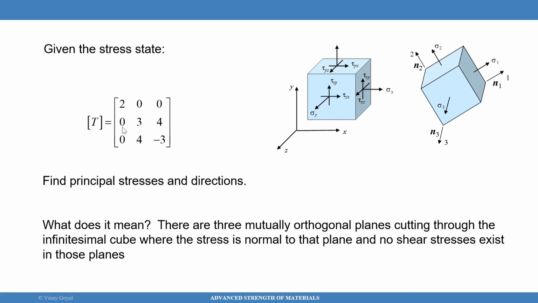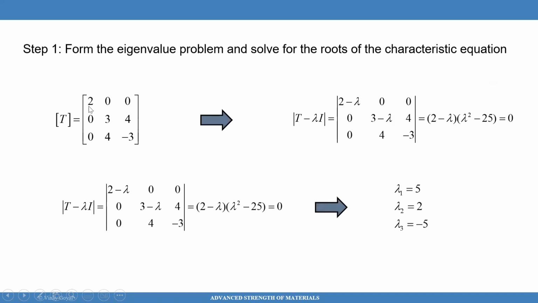In this case, I gave you the stress state, and the stress state is this one, for example, where sigma xx is 2, and then sigma yy is 3, and then -3 is sigma zz, and the off-diagonal terms are the remaining shear stresses. So all we have to do then is subtract lambda from the diagonals in this manner, 2 minus lambda, 3 minus lambda, -3, and there's a minus lambda missing here. I really apologize for that.